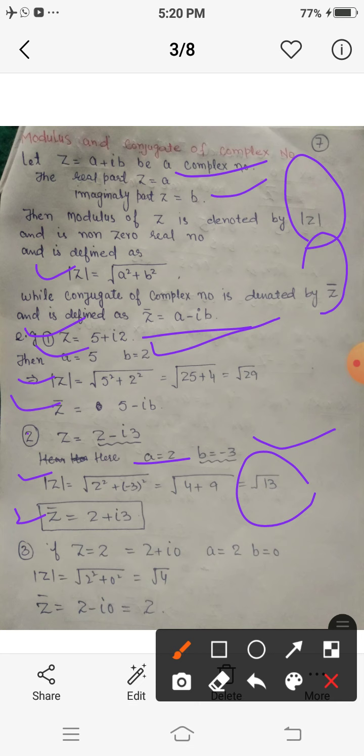Now if we consider z equals 2, then this is a complex number. Its real part is 2 and its imaginary part is 0, that is 2 plus iota 0, because a is 2, b is 0. Mod z is root of 2 square plus 0 square, which is simply root 4. Root 4 is 2. Now what is z bar? The conjugate is obtained by changing the sign of the imaginary part. Imaginary part is 0, that is minus 0, hence it is simply 2.